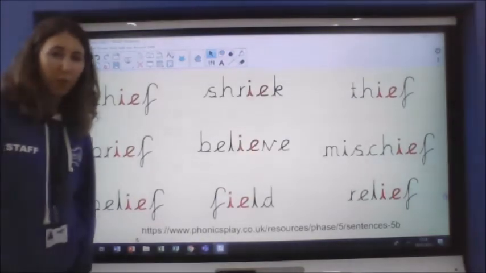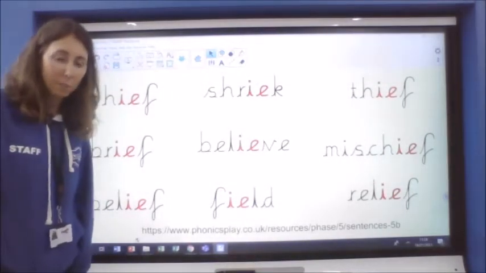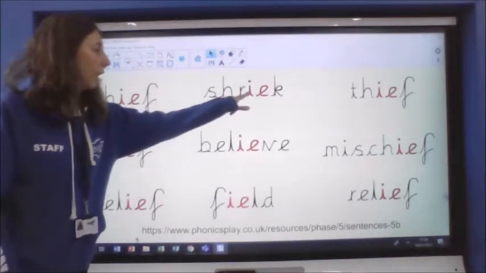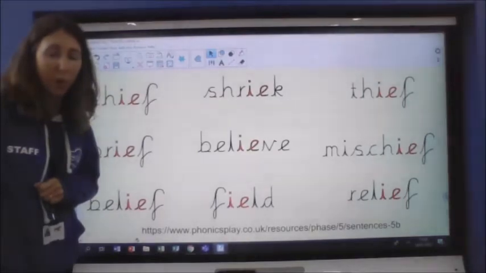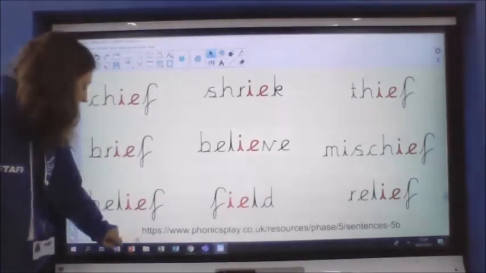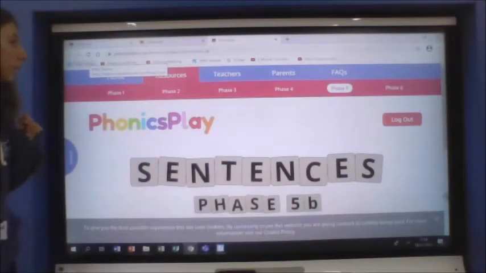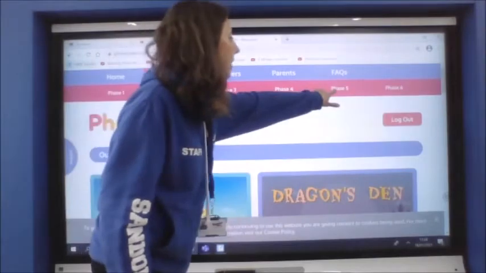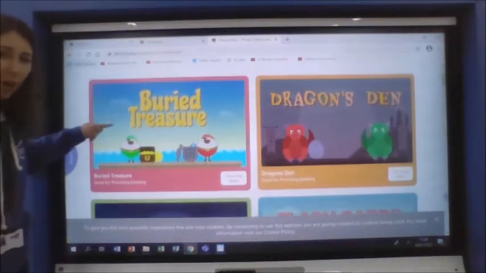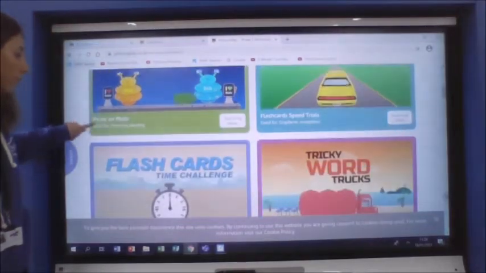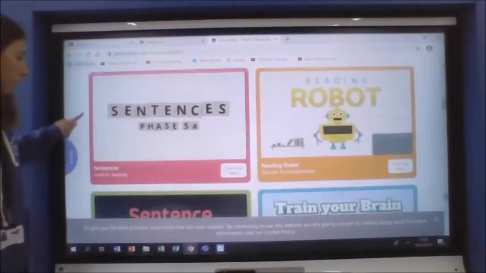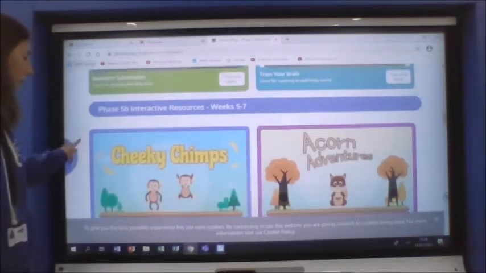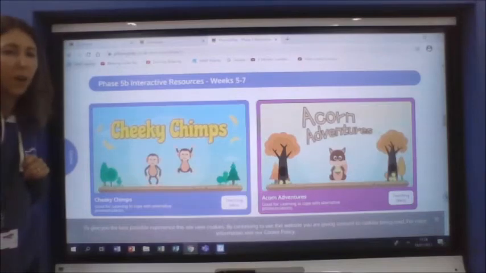Now, I found a phonics play activity that I've not seen before, and I just want to share it with you because if you would like to have a little go, you can have a practice at this new activity with I and E, making an E sound. Okay, so if you go on to phonics play, when we go on to resources, you go on to phase 5, go right down to the bottom, so past all of these ones that we're used to playing. Okay, so it's not sentences with phase 5A. If you keep going down, you'll see it says phase 5B.